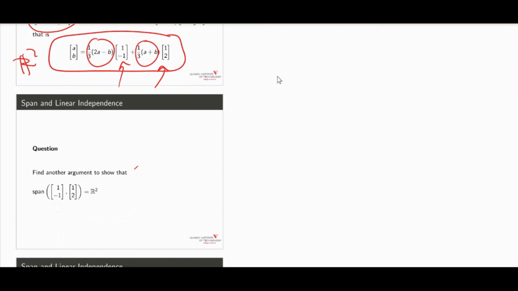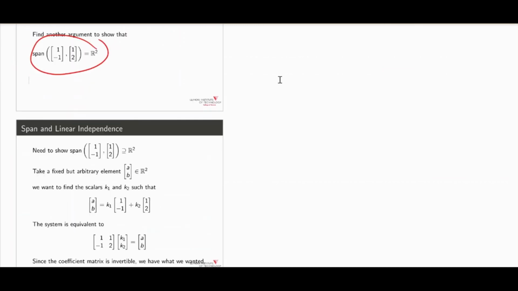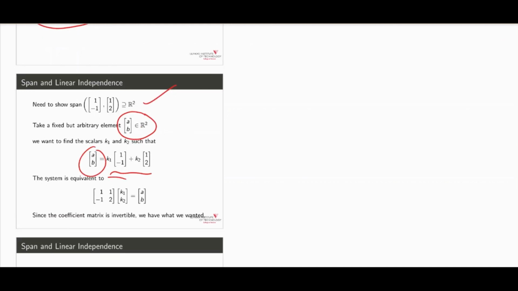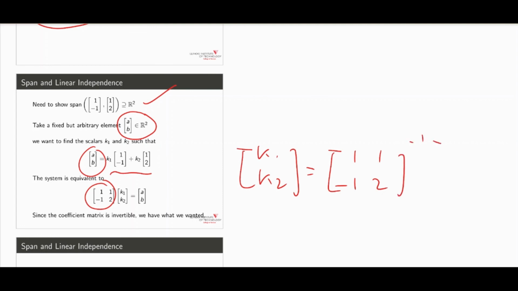Okay, and there's another way to show this. This is not the only way to show that the span of these two vectors is R2. This is a slightly easier way, but it doesn't provide that much information, though it still works. So this is again similar. Take fixed elements A, B, and try to show this. Remember, this system is the same as this. You look at this matrix here. This matrix here is invertible. So I know my K1 and K2 is basically the inverse of [1, 1; -1, 2] times A, B.